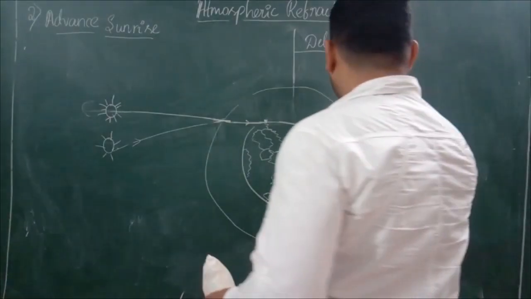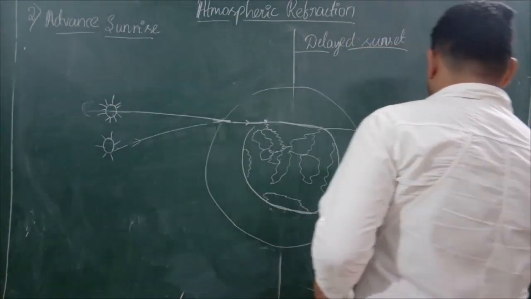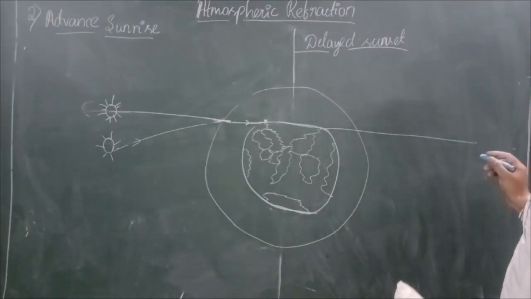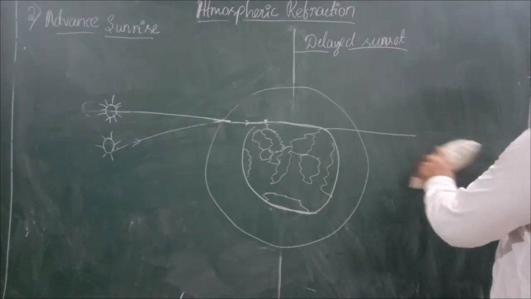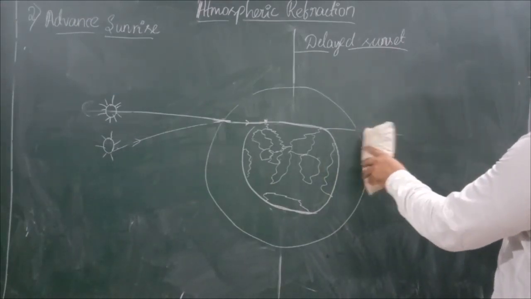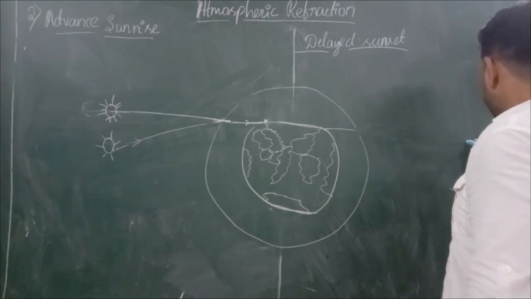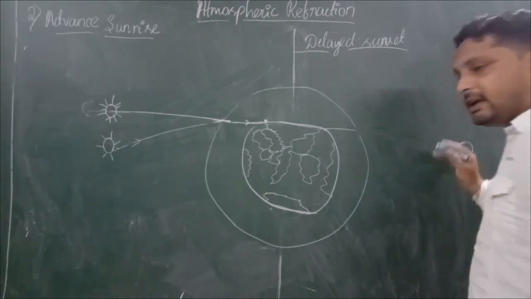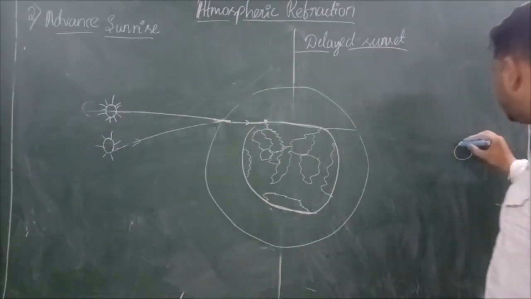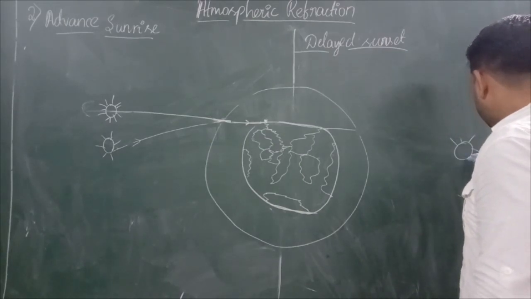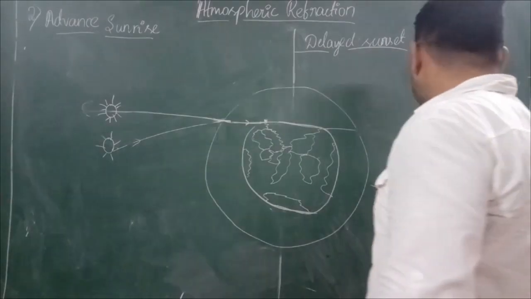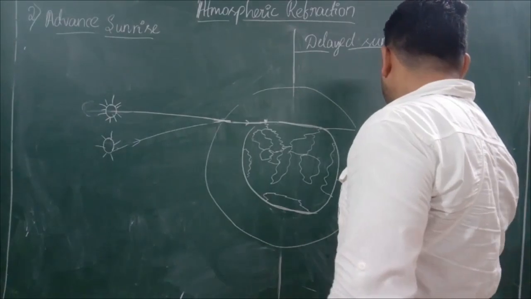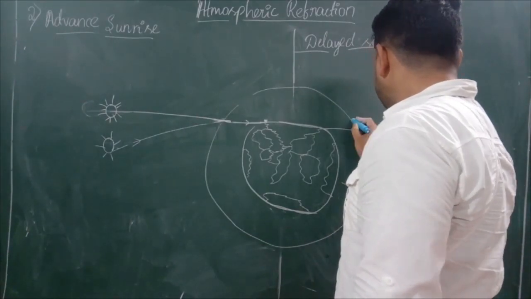Similarly, in this case, suppose this is the horizon, this is the region of the horizon. When the sun has already set, that means it has gone below the horizon, in this case also, what happens to the light ray when it enters the atmosphere?